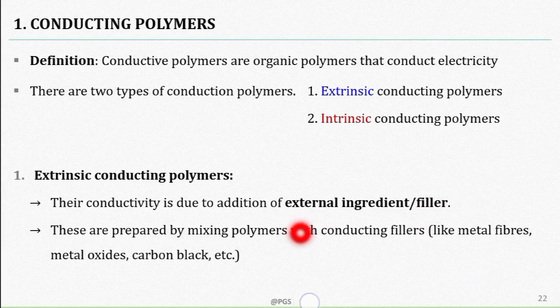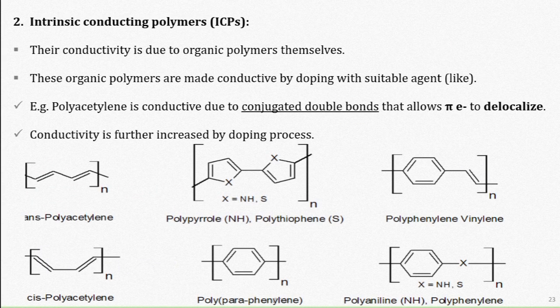What are these fillers? It can be metal fiber, it can be metal oxide, or it can be carbon black, etc. Materials can be mixed with the polymers to give these polymers a conducting property. So the external ingredients or fillers are used. That is why it is called extrinsic conducting polymer. Intrinsic conducting polymers are the conducting polymers which have their conducting property because of the organic polymers themselves.